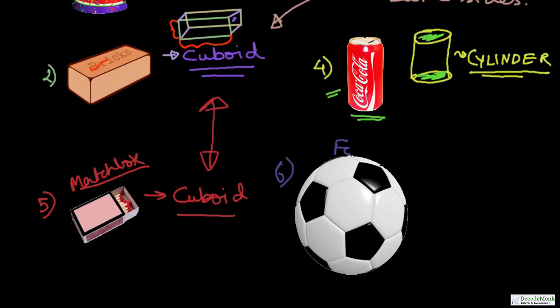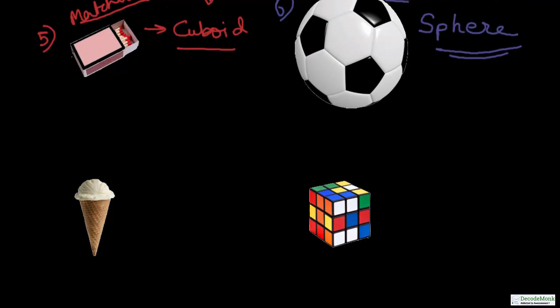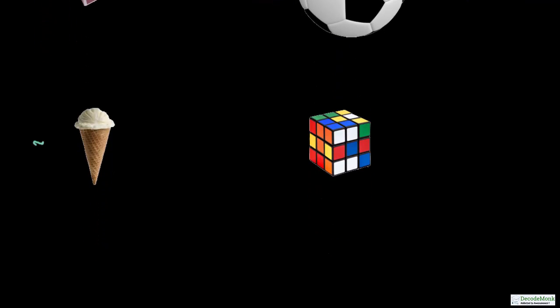Figure number 6 is a football. This football has a center inside, and the surface is equidistant from the center at any point of the surface. And the shape of a football, I hope you remember, is that of a sphere. There are many items in the real world which resemble exactly our geometrical shapes.